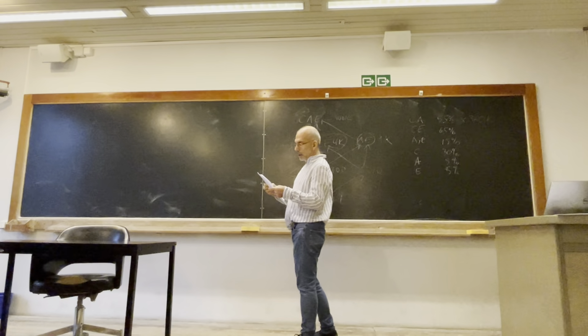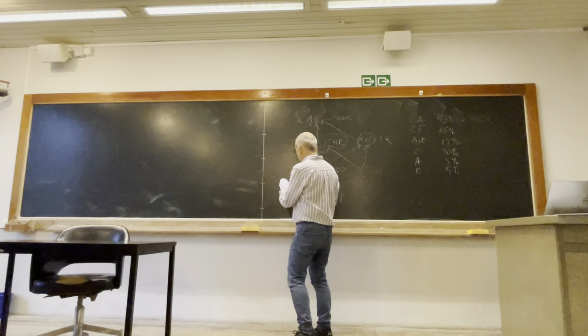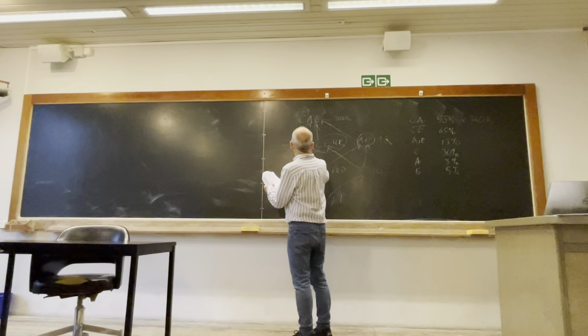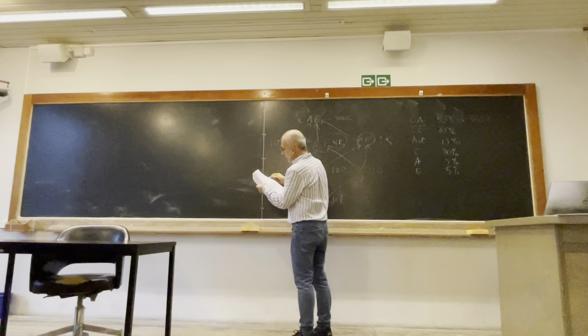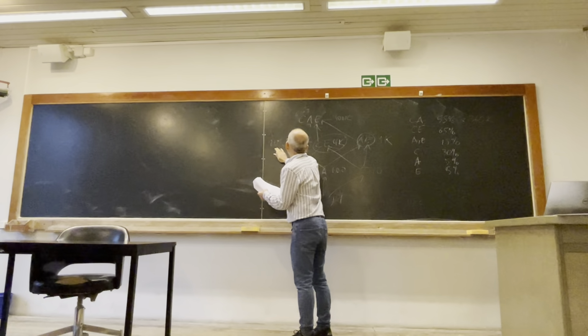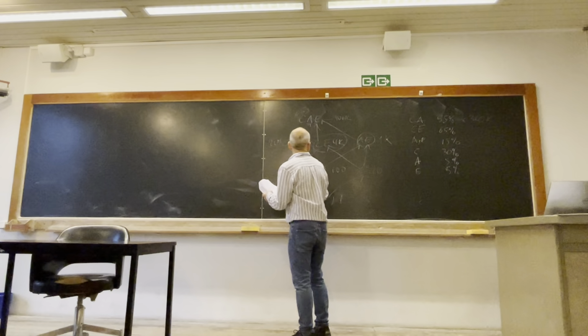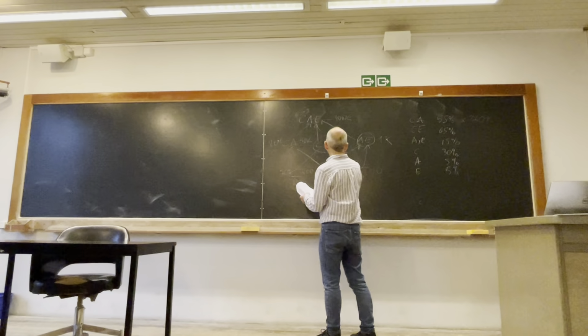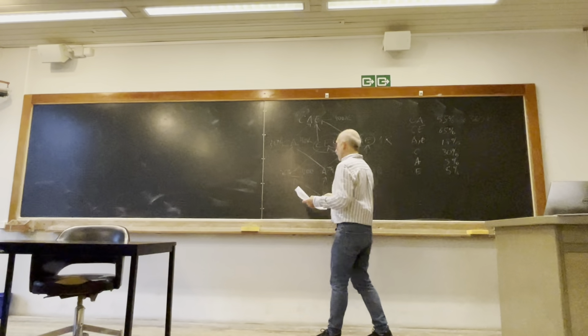CA. Davide, maybe you have it fresher than me. CA was 20. Then C was 30% and A was 5. And now it is 55.